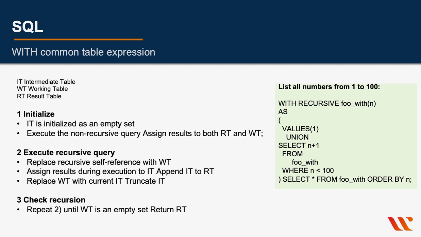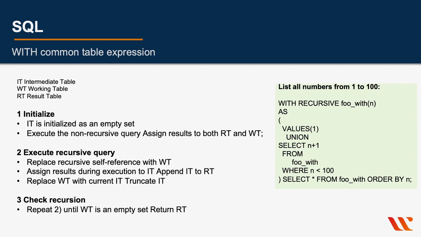So in the example on the right, you can see, for example, if you want to list all numbers from 1 to 100, then you can use WITH RECURSIVE and then the function name as VALUES 1, and then you UNION this with a select statement. So in this case, you're bringing in the n from the top and n plus 1 from the function where n is less than 100. Finally, you do the select star from that temporary table that you just created, and then you order by n, so you get 1 to 100.